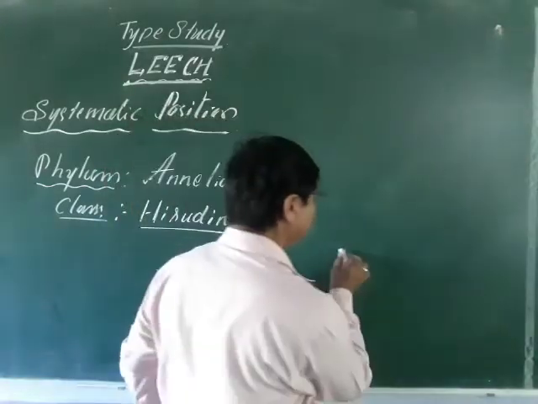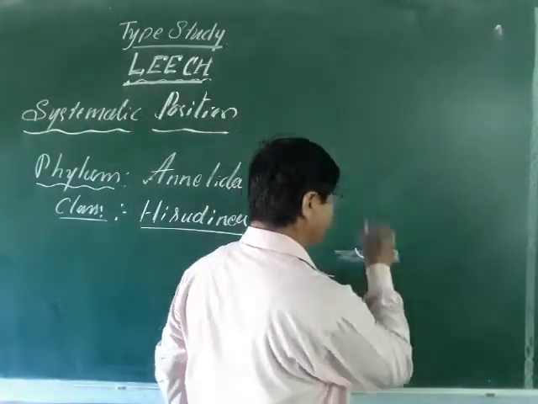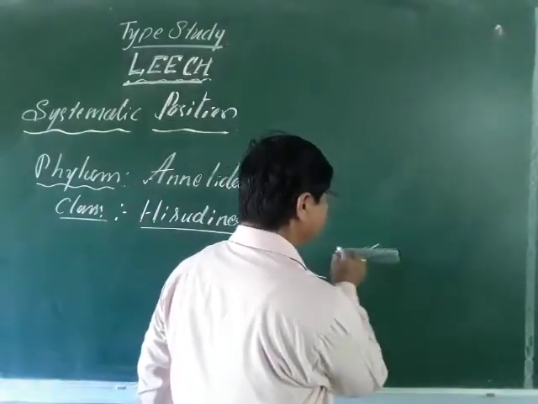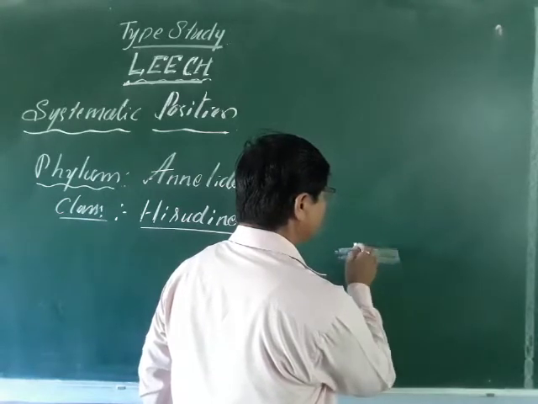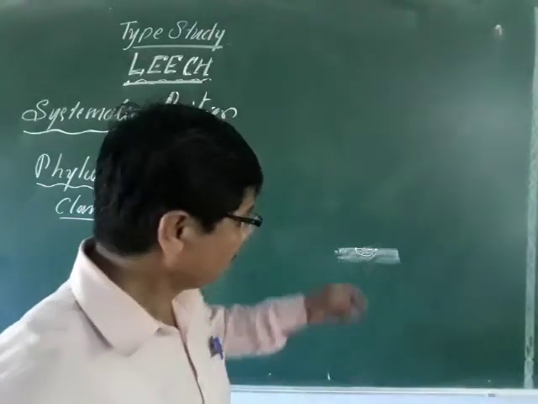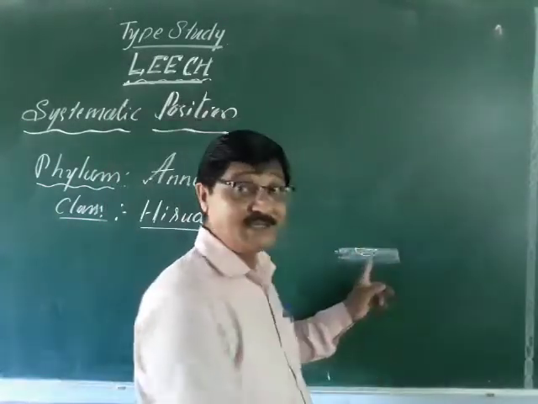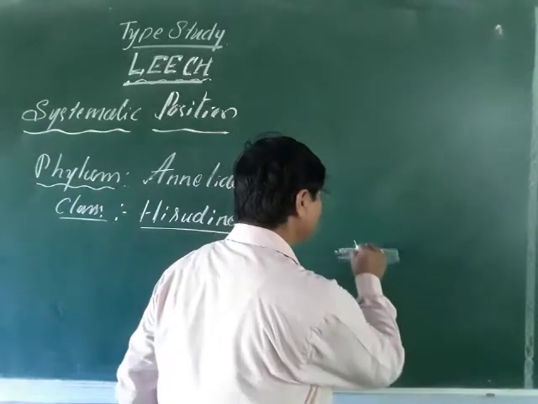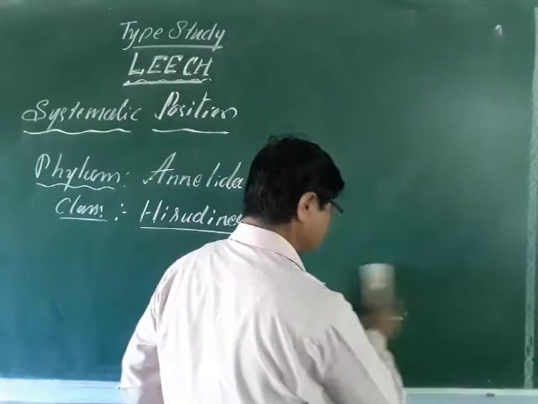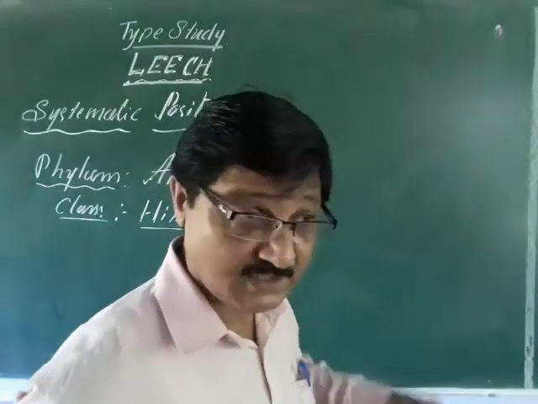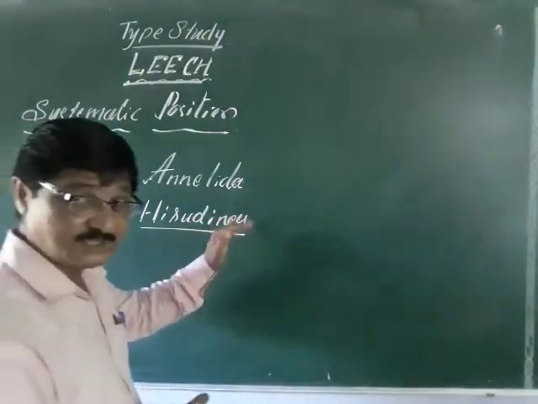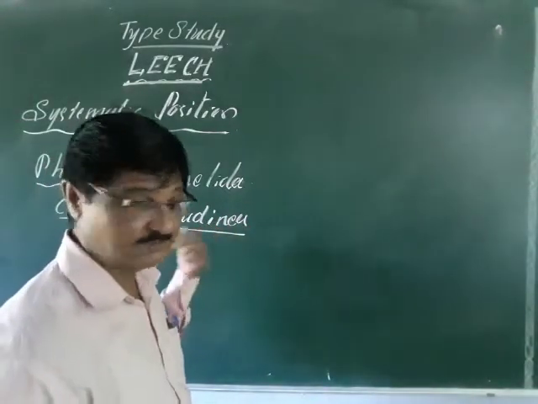Suppose there is a wound here. After some time you see bleeding, and after some time a layer is formed here, which is called clotting, and the wound stops bleeding to some extent. Here we have the coagulating substance, but with the anticoagulating substance it is not able to stop bleeding at all. Later we can discuss how it sucks and how it works. Hirudinea is the class because of the presence of the anticoagulating substance in these animals.